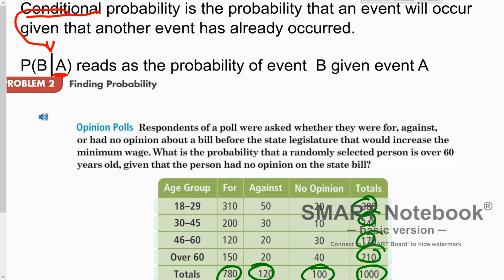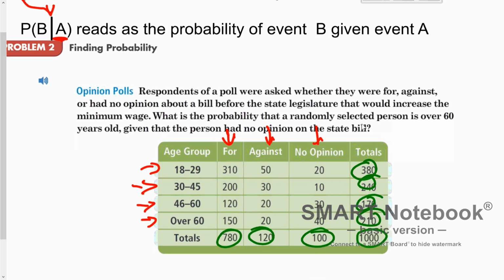Either I'm looking at this row or this row or this row, or sorry, those are columns. This row, this row, this row. So that's our condition. It shrinks our sample space. This reads probability of B with the condition of A, or the probability of event B given event A. So it's a condition. All right, let's go ahead and read this.